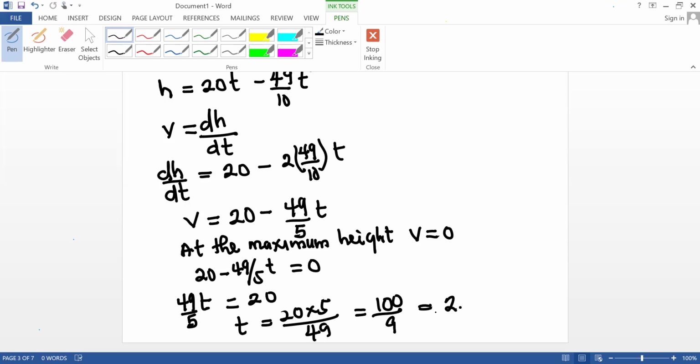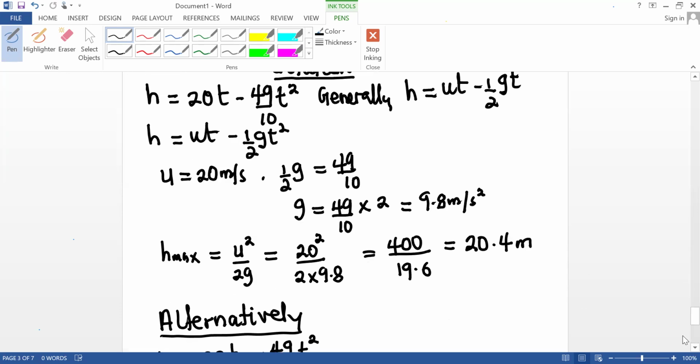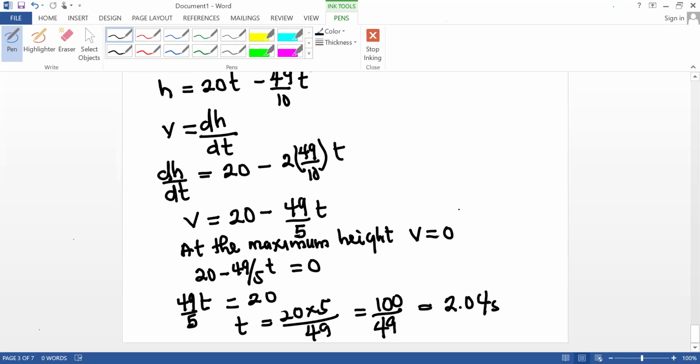100 divided by 49, class. 2.04 seconds. Meaning that it would take this time to reach the maximum height. Okay, it will take this time to reach the maximum height.